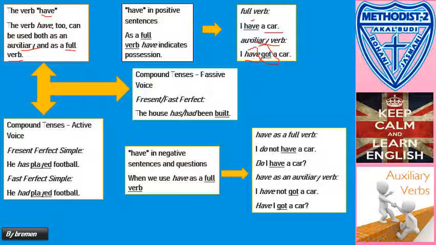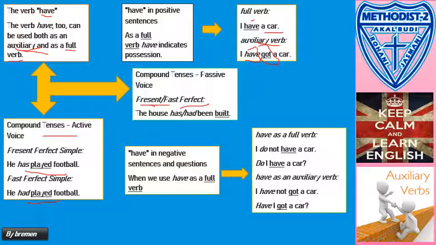What about this? Compound tenses in passive, present and past perfect. This is "have" as an auxiliary verb. Also tenses like the active. This is the passive, this is the active. Has played football. Had played football. The house has been built. Look at this now. This is in the present perfect tense. This is in the past perfect simple. Here in present and past perfect.